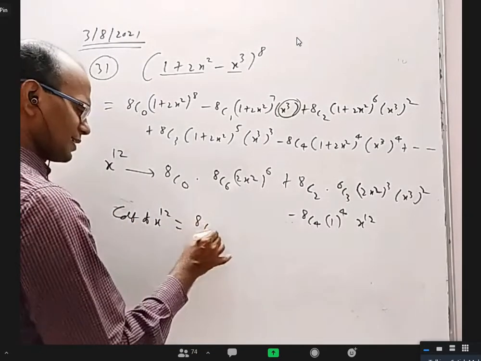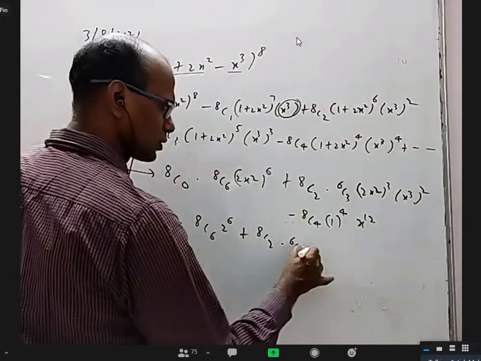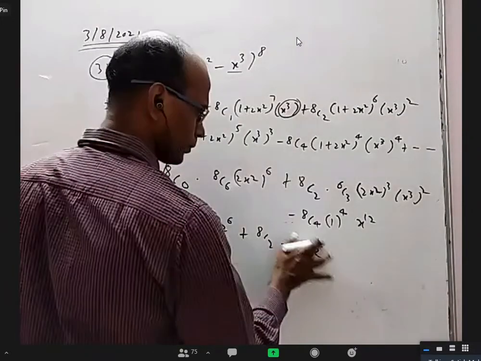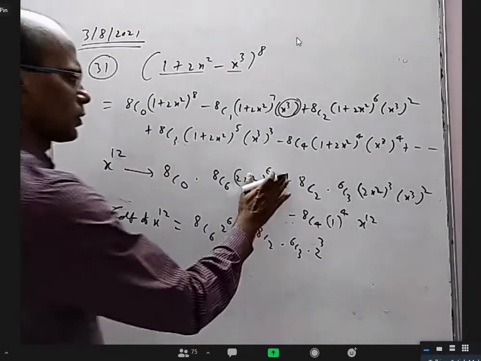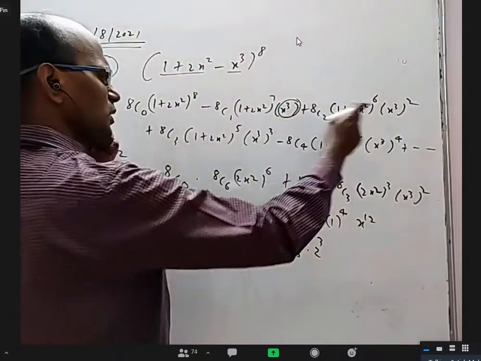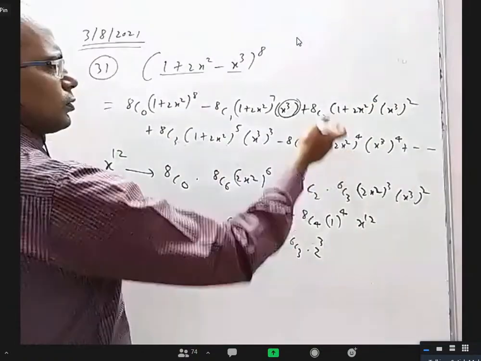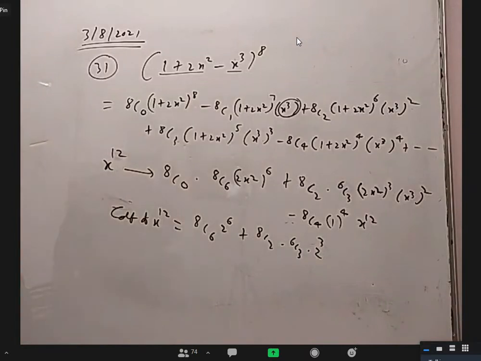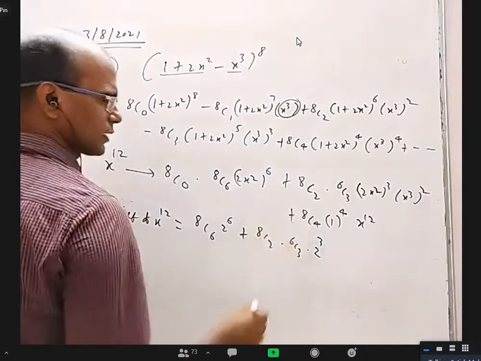Here I got 8c6 into 2 power 6. Here I got 8c2 into 6c3 into 2 cube. Why did I get minus here? Then this also should be minus. So it's not plus. 8c1 is minus, not giving me x cube, which is not useful. X power 6 is useful. X power 9 is not useful. X power 12. Nothing is wrong, or I wrote it wrong. This is minus and this is plus. So this will be plus 8.